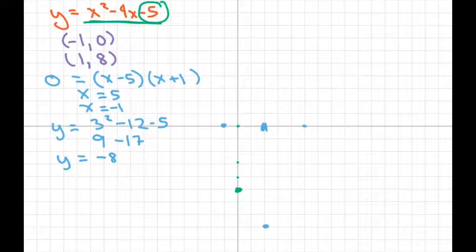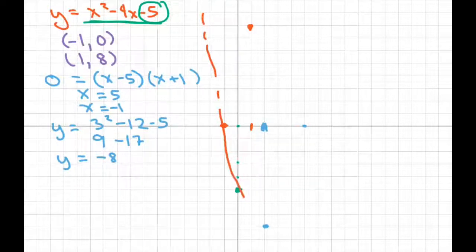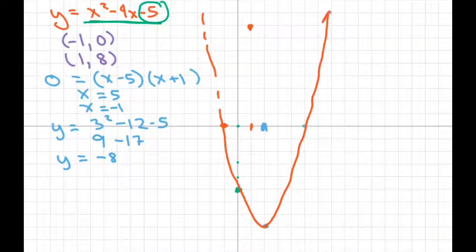So I can sketch the graph now. I'm going to go ahead and plot those. -1 is 0. We already have that. And 1 right here goes to -8. So let's go ahead and graph this here. So something like that.